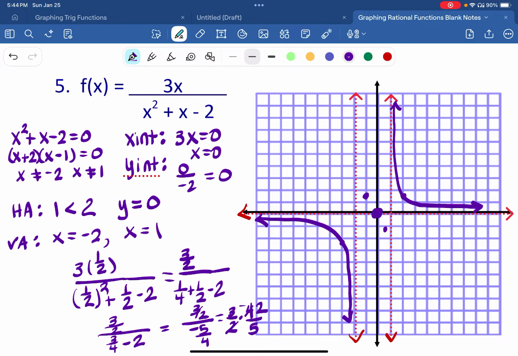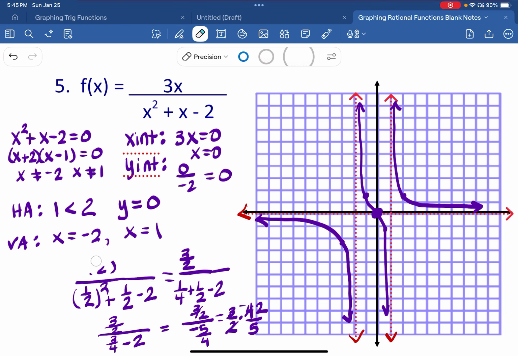Now you can pick more numbers to plug in. You could plug in 2/3, 3/4. You could plug in -1.5 to figure out the shape of this. But this is enough information to give us an idea that the center of this graph is going to do something like this. Okay, so there you have it.